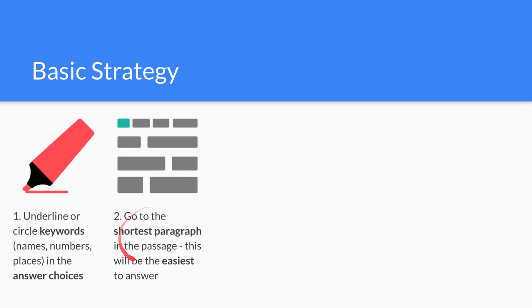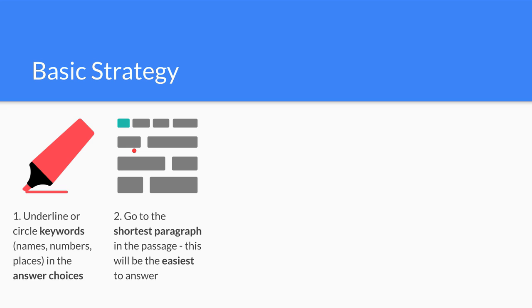Next, you have to go to the shortest paragraph and do that first. You're going to have a bunch of different paragraphs in your reading passage. Locate the shortest one first. Do that first, and then once you answer the question for the shortest paragraph, you would move on to the next shortest paragraph, and then the next shortest, and then the next shortest, and so on.